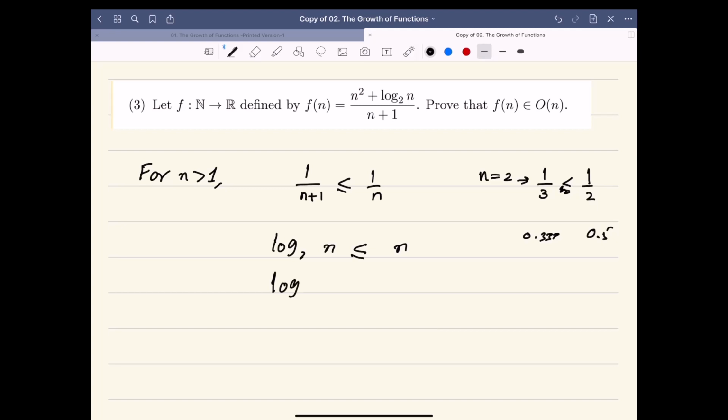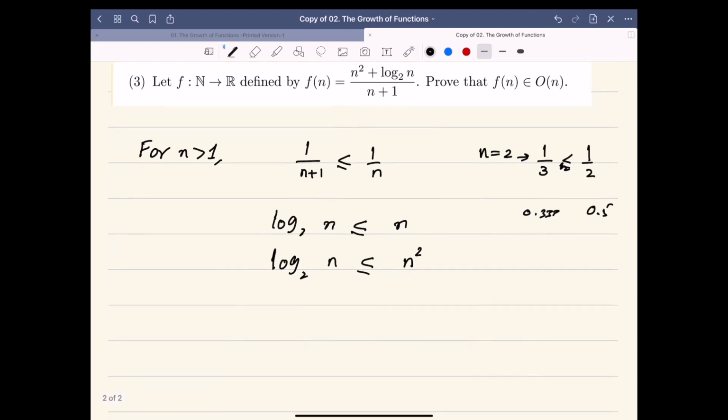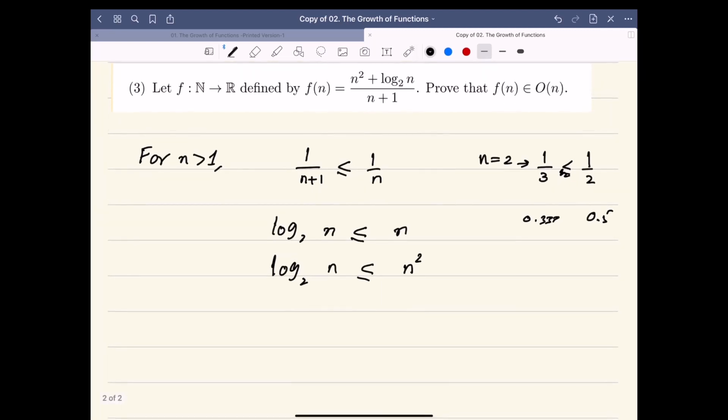Again, we will ask ourselves about log 2n and n square. Which one is less than the other one? Log 2n is less than or equal to n square. We will solve this question by ad hoc calculations. We cannot use the general procedure because this is not a polynomial. So let me show you first the first solution in the ad hoc calculations.